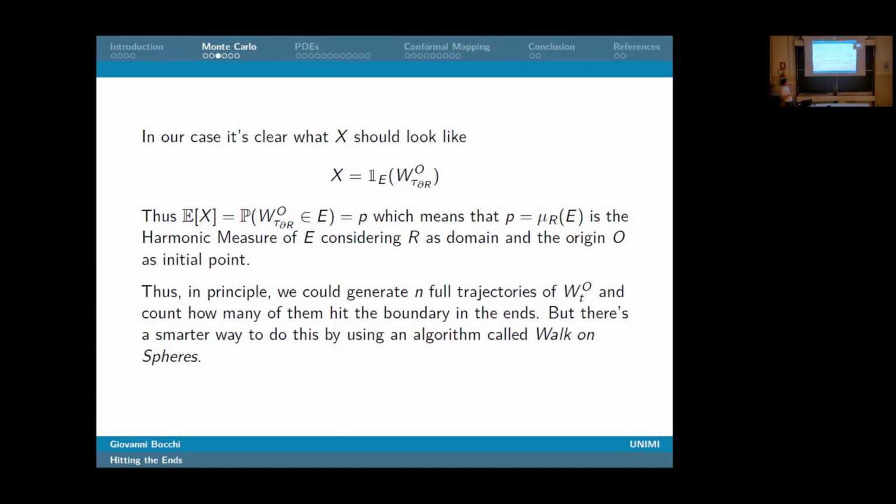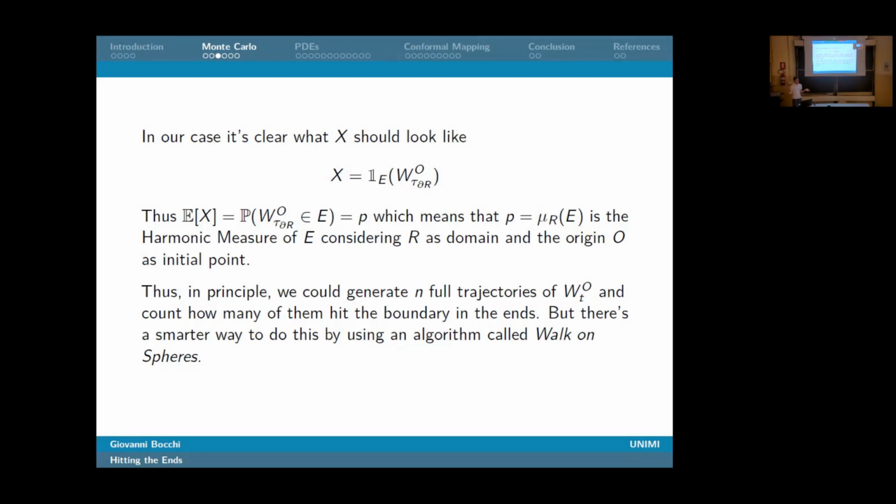So by the properties of the expectation, we get that the expectation of X is simply the probability that the Brownian motion exits in the ends. And we have already seen in the previous talks that this quantity is exactly the harmonic measure of the rectangle with starting point at the origin of the ends. And so this is the connection with the previous talks that will allow us also to use the further techniques.